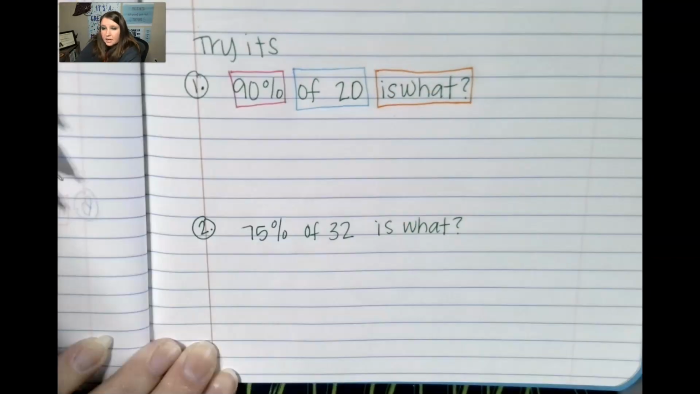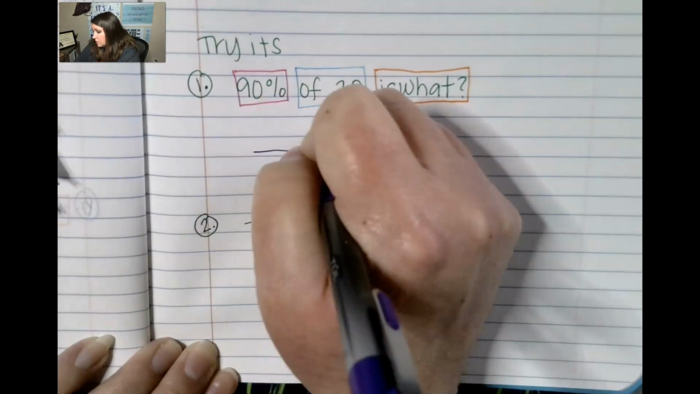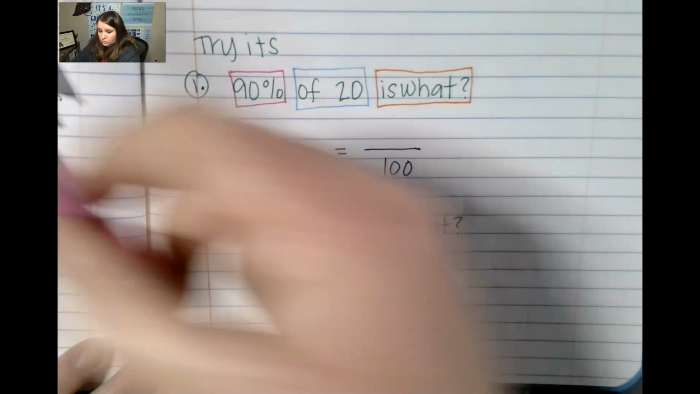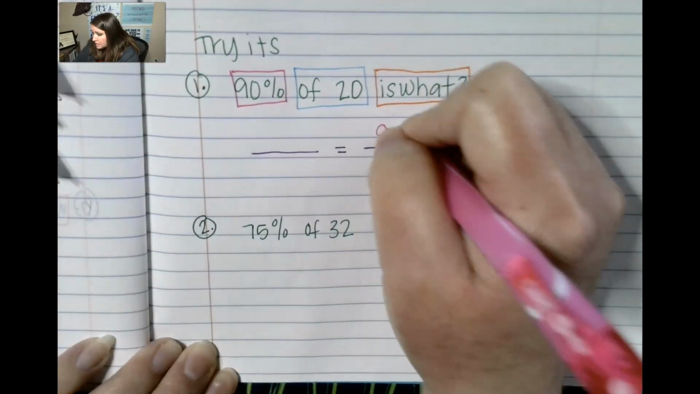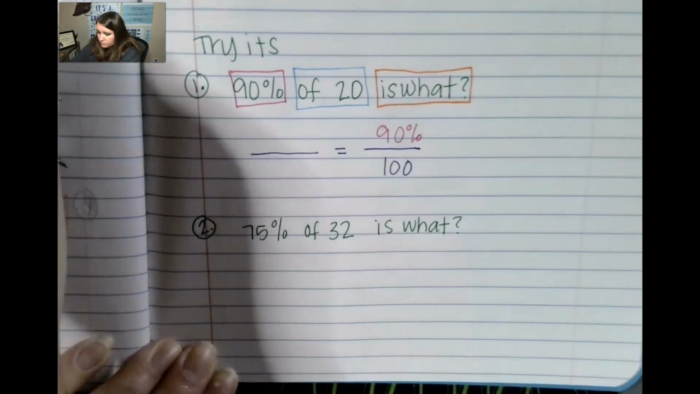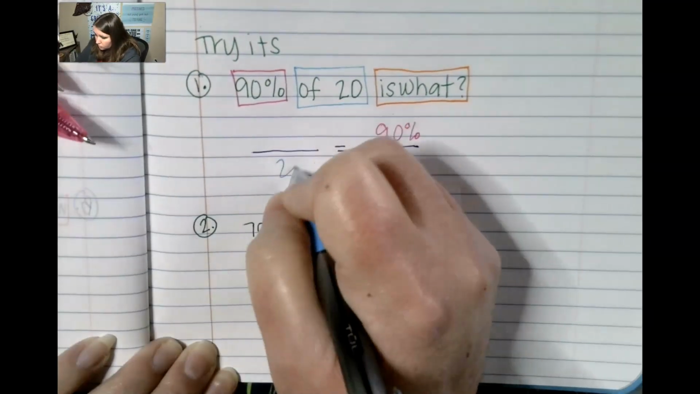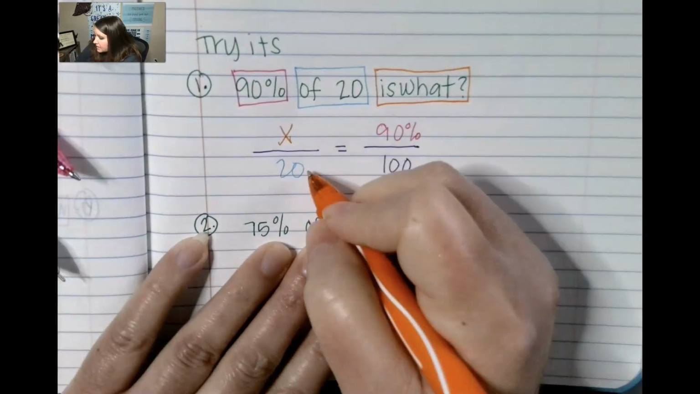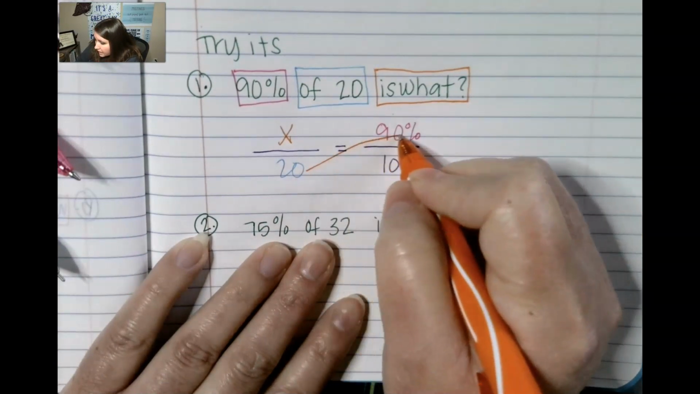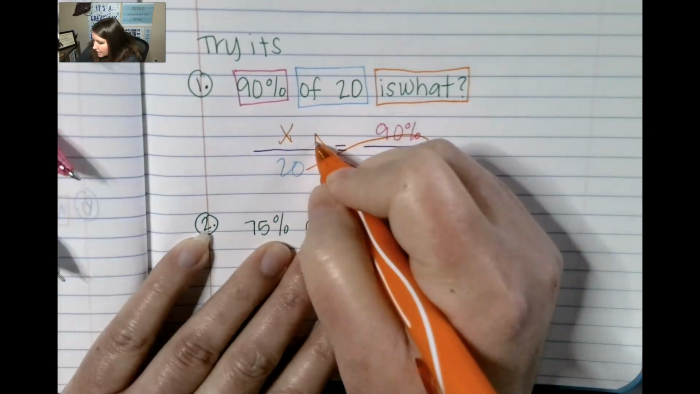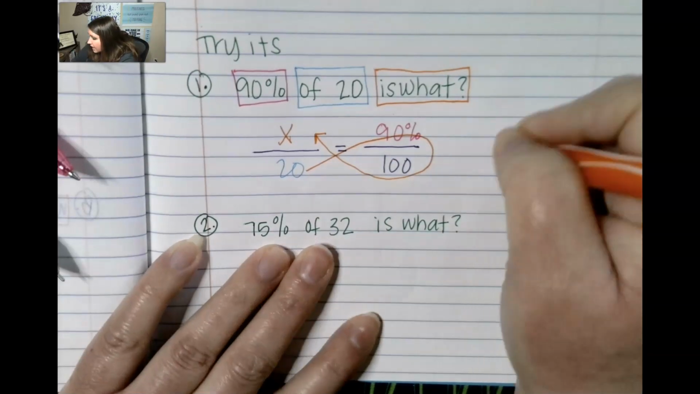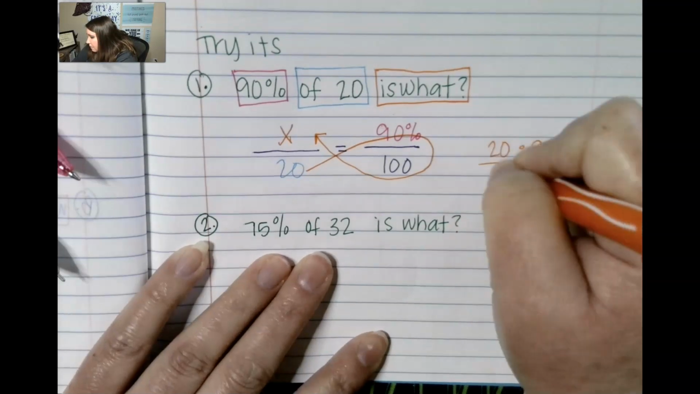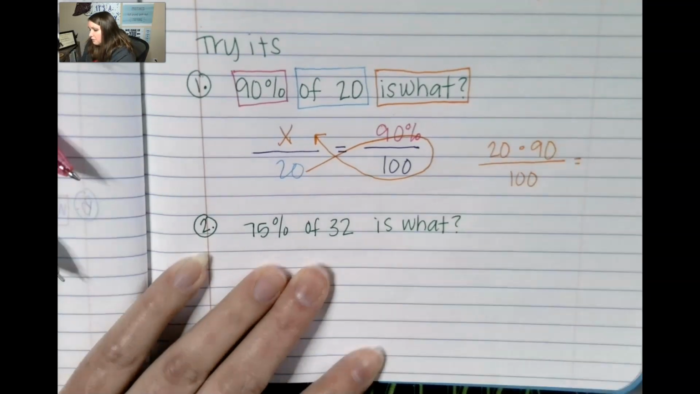So now we're ready to set up our proportion. So we have, out of 100, 90% on the top, 20, and we're solving for X. Okay, so we're going to multiply across. 20 times 90 divided by 100 is our fish.